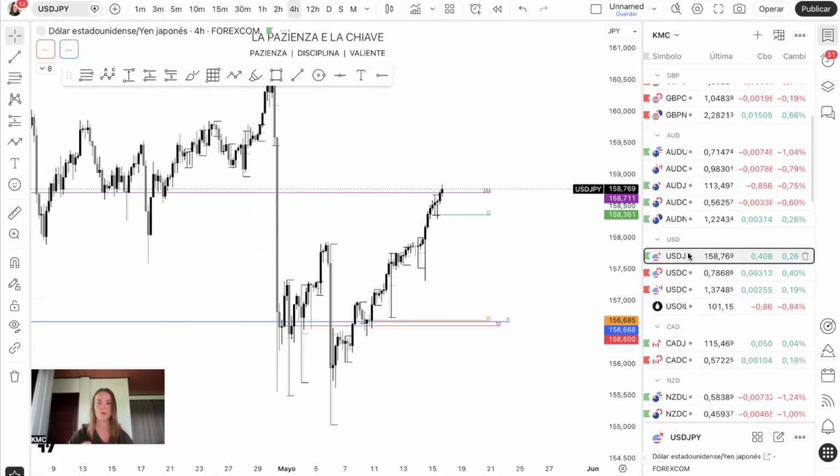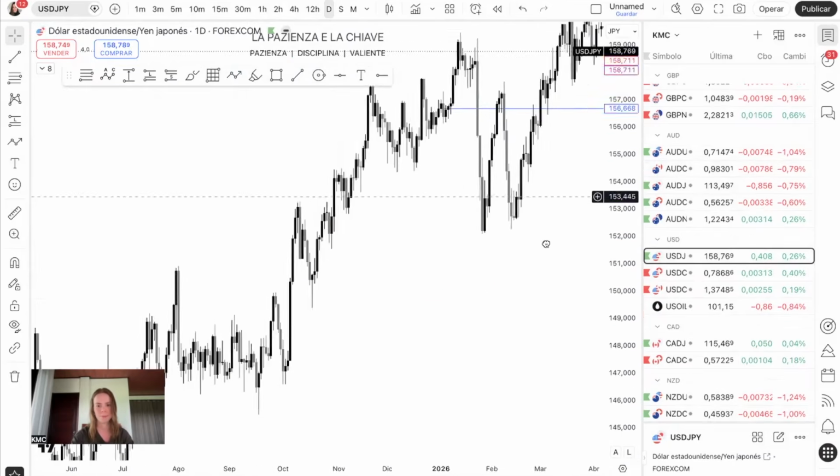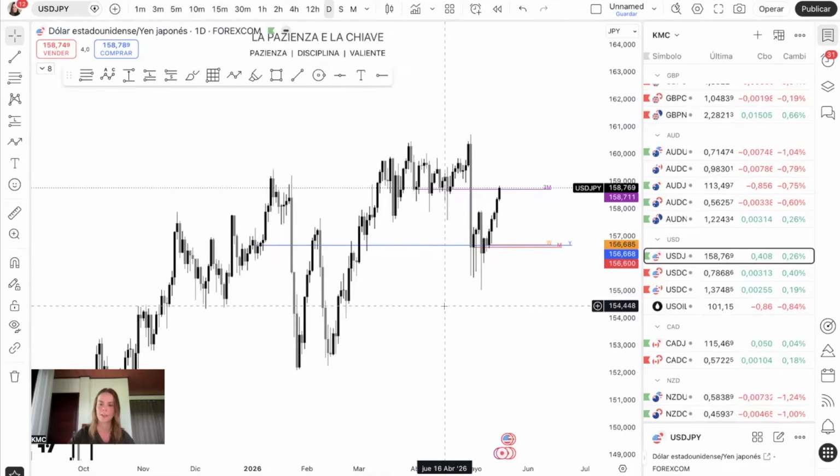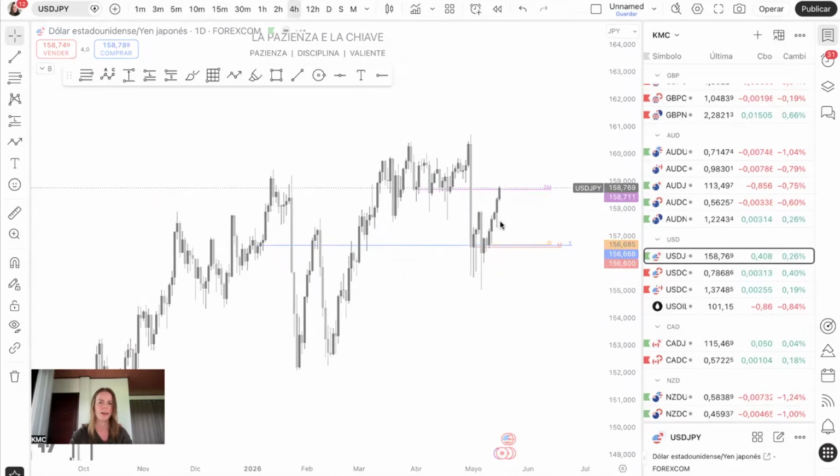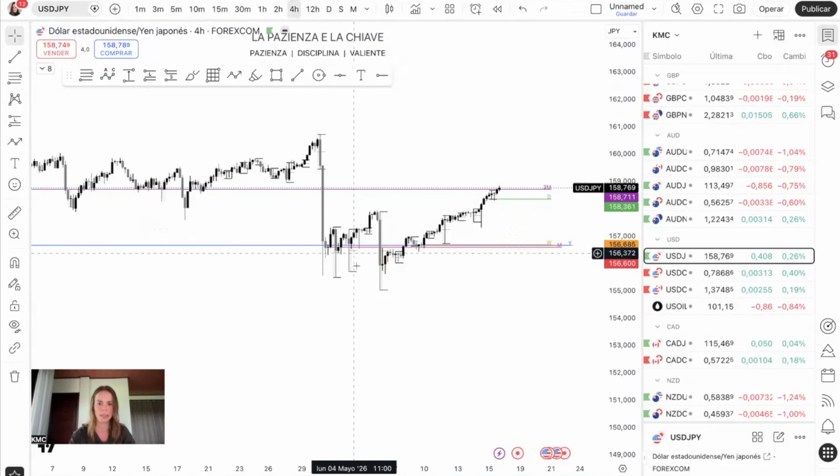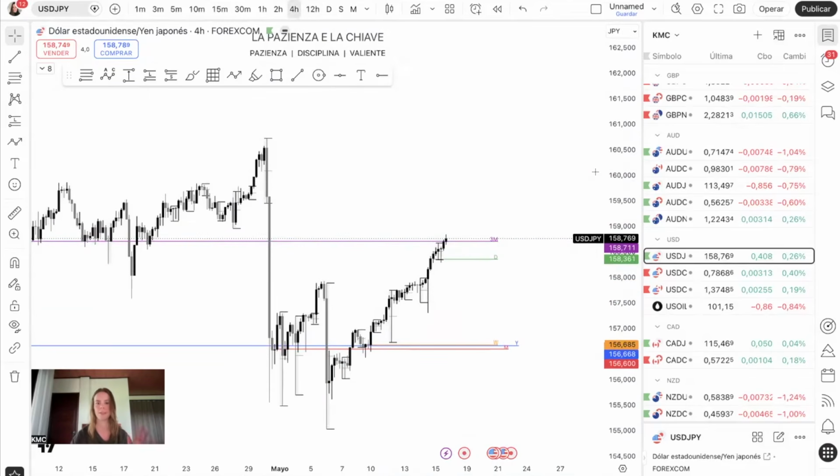Going further with USD JPY, I really don't have much to say about this because there are a lot of interventions going on. I don't really like trading the yen basket, the yen pairs, and it's just going up and down, going up and down. I don't want to be in any positions before anything gets normal again.